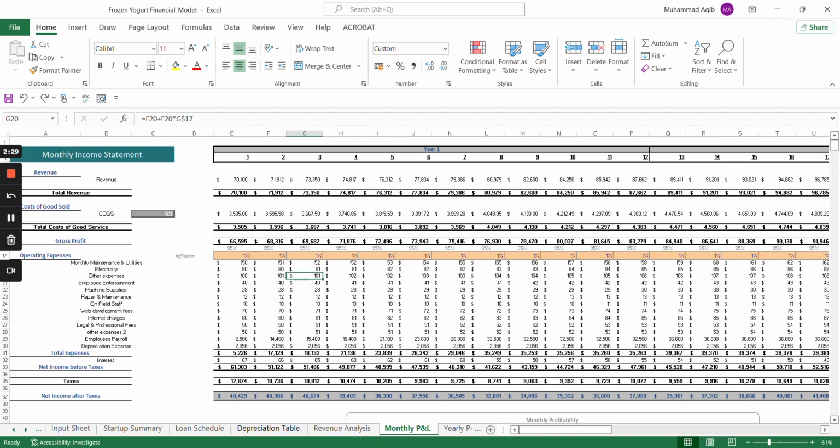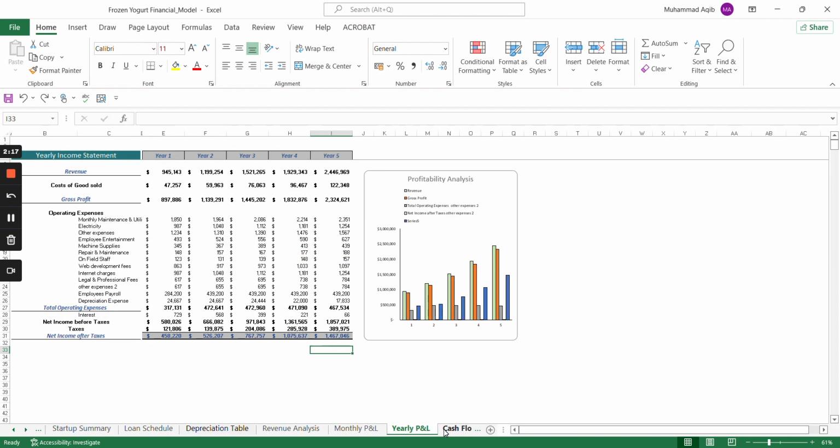Monthly P&L allows the business to track its performance and evaluate it on monthly basis using revenue, cost of goods sold, gross profit, operating expenses, and net income after taxes. Similarly, yearly P&L allows the business to track its performance on yearly basis using revenue, gross profit, total operating expenses, and net income after taxes.